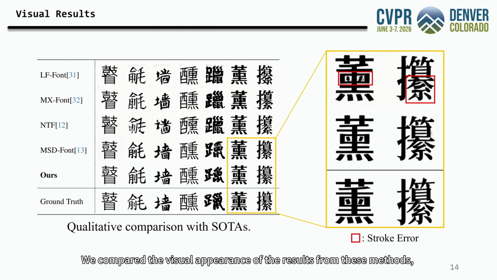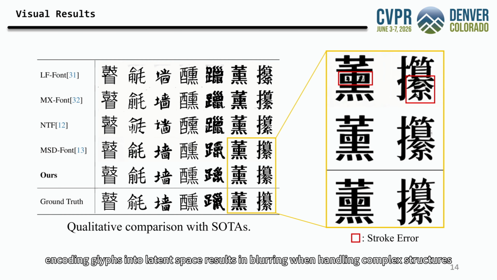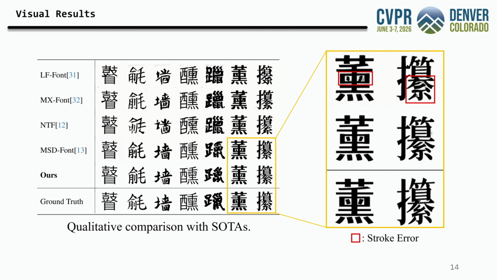We compared the visual appearance of the results from these methods. GAN-based methods tend to produce noticeable stroke errors on unseen characters. Although MSD font can generate visually appealing images, encoding glyphs into latent space results in blurring when handling complex structures. We avoid such blurring by maintaining the entire generation process in pixel space.